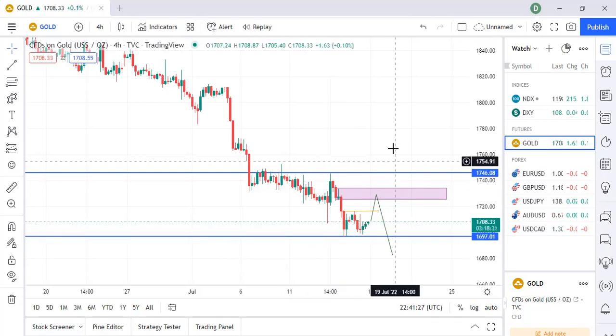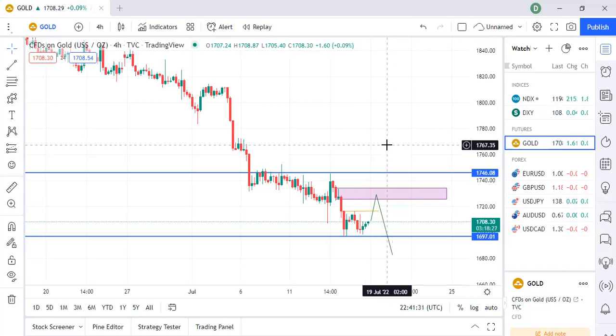So guys, that is it for this week. These are the overviews of this particular week on the various pairs that we have looked at.